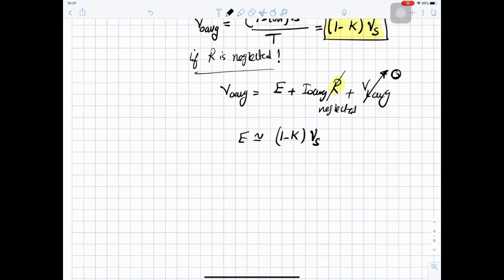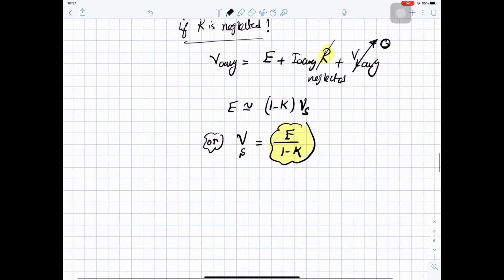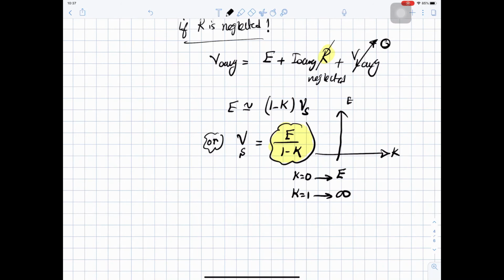So E equals 1 minus K Vs, or Vs equals E divided by 1 minus K. So the back EMF, or the voltage we have from the battery, is divided by 1 minus K. And you can imagine, if K is 0, you have E. If K equals 1, you can go to infinity. So if you look at this voltage, E over 1 minus K versus K, this is E divided by 1 minus K.